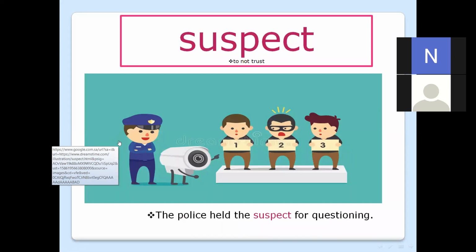Suspect. Again, suspect. It's not suspect, that is wrong. Suspect: not to trust. The police held the suspect for questioning. So I'm suspecting that they did something wrong.